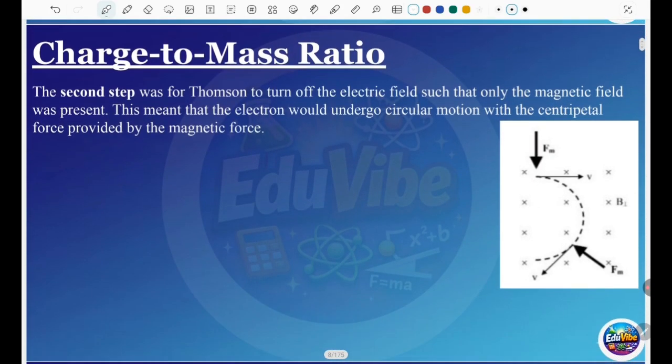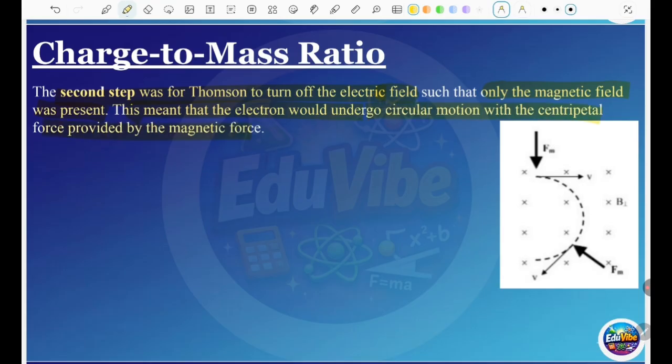After that, in the second step, what do they do? In the second step, Thomson turns off the electric field, such that only the magnetic field is present. Now only the magnetic field is involved in the second step. This means that the electron will undergo circular motion with the centripetal force provided by the magnetic force.